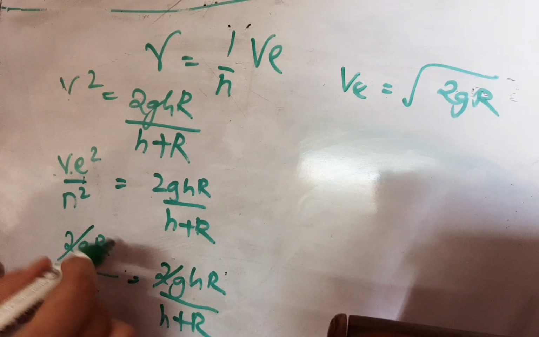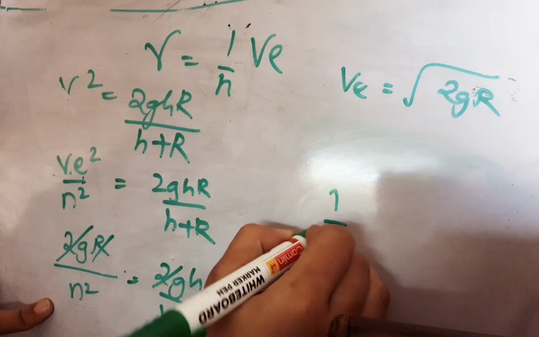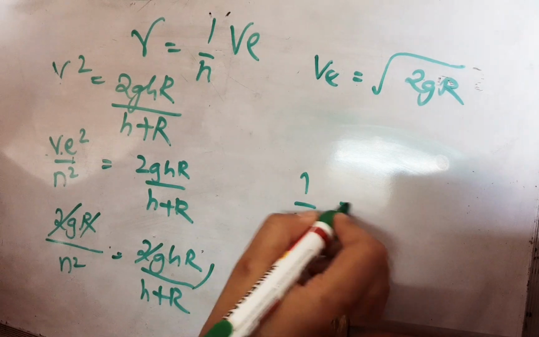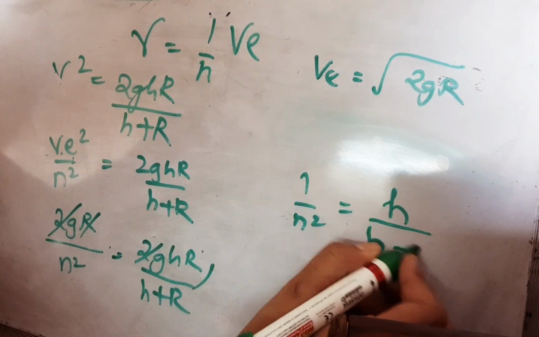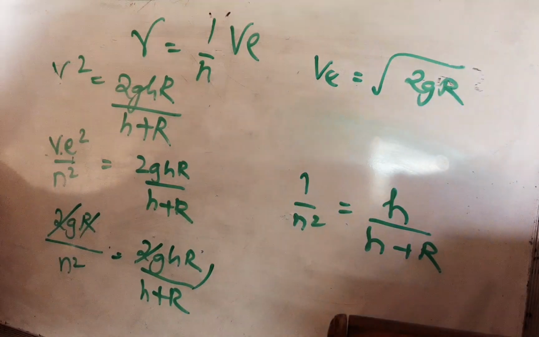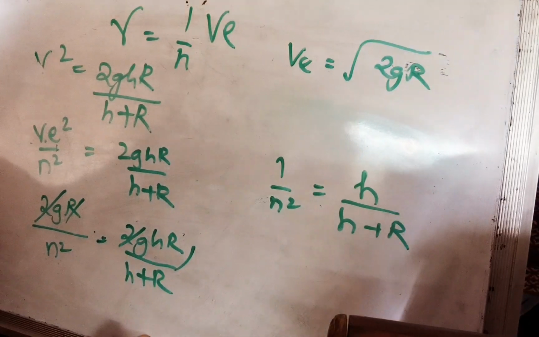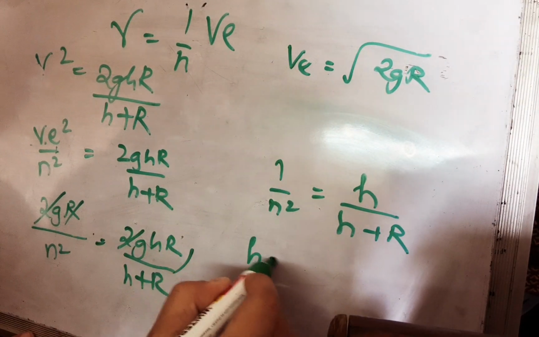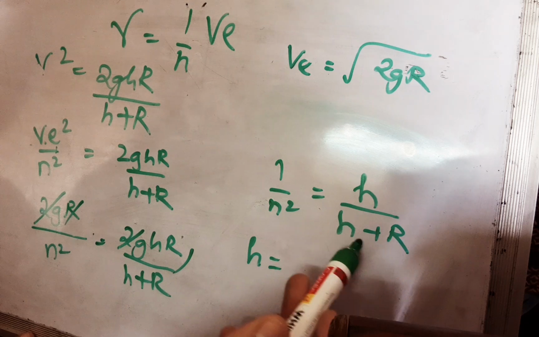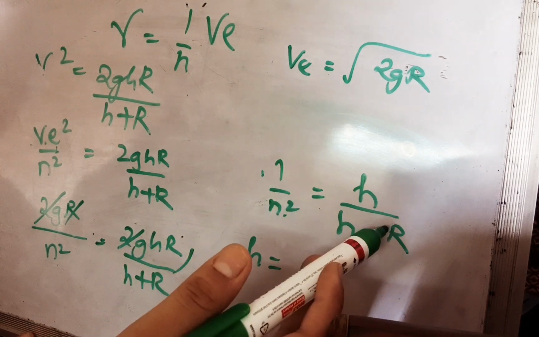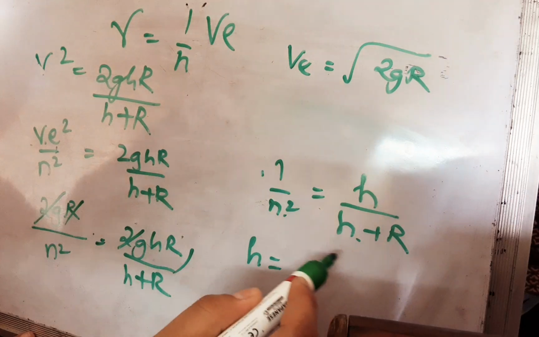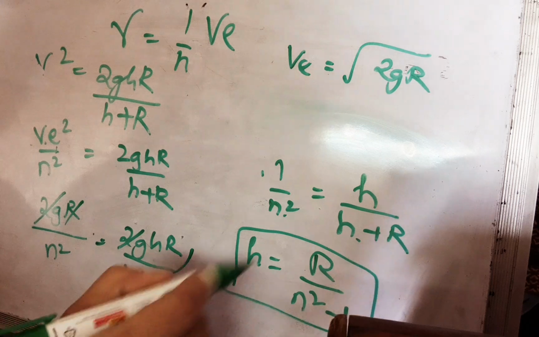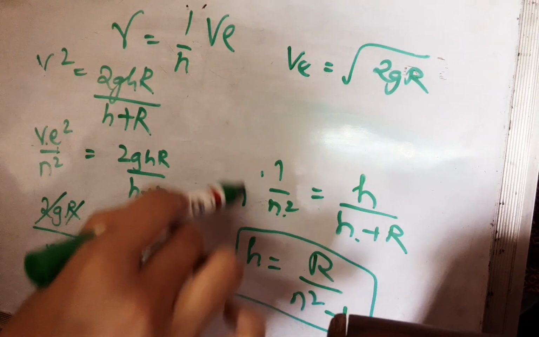So 2g gets cancelled, r gets cancelled. So you will get 1 by n square is equal to h upon h plus r. Or in simplification you can write height is equal to, this will go this side, multiplied by this, minus 1 you will get. So you will get r upon n square minus 1. Just you need to solve, or else you can work with this formula also.